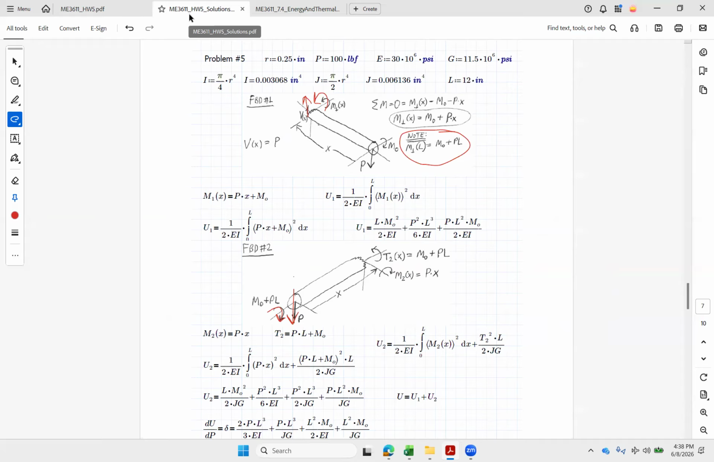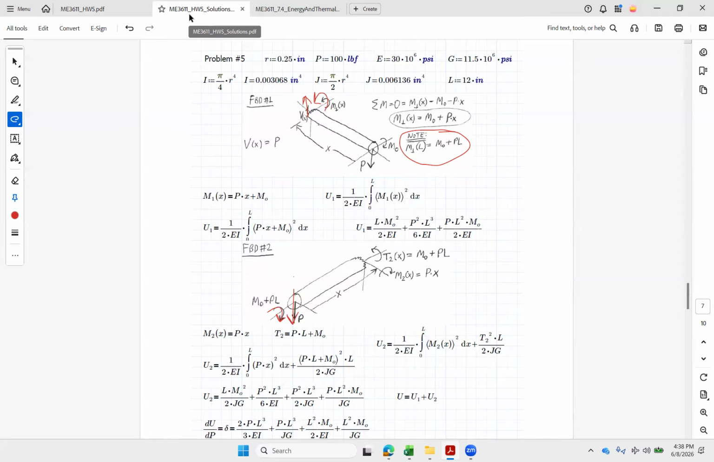So I'm going to have a T of X, a torque in beam number 2, M naught plus PL, and that is a constant, so we can use the short formula. And then M2 of X, we still have that shear force hanging around, so I'm also going to get a cantilever type energy on this. So P times X for M2 of X. You might get a plus or minus of these. It doesn't matter which way you drew them because they're all going to get squared.